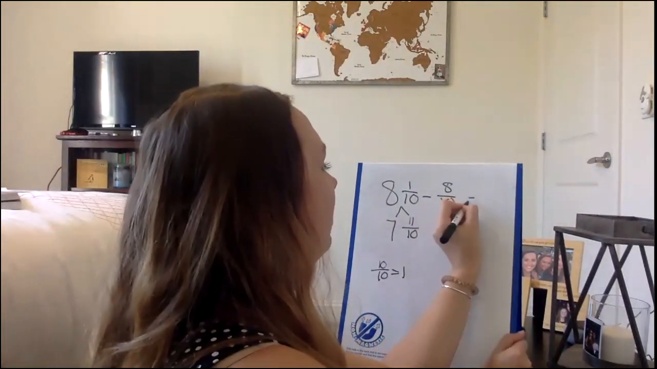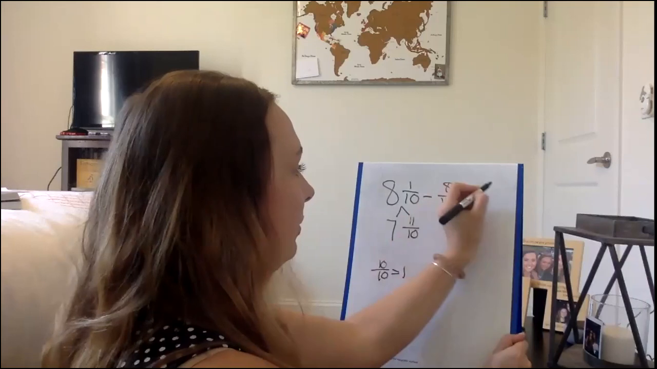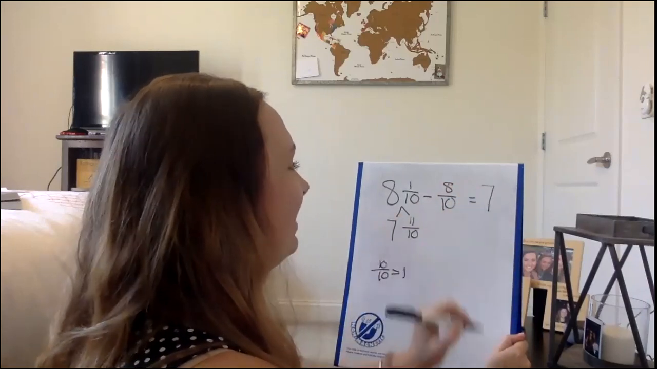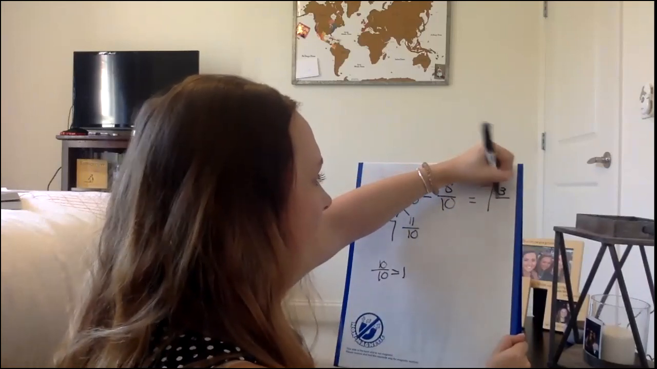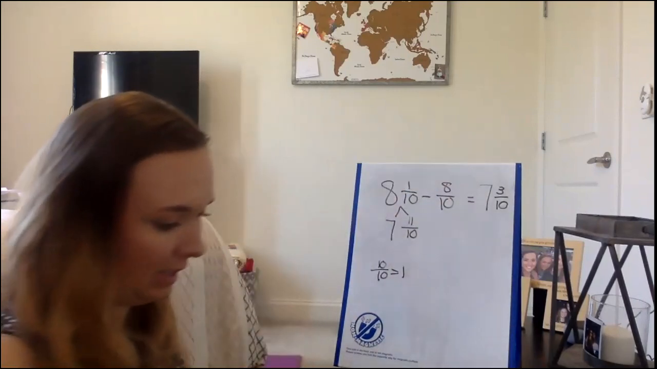Now, if I subtract the wholes, it's 7 wholes minus 0 wholes. And it's 11 tenths minus 8 tenths, which is 3 tenths.